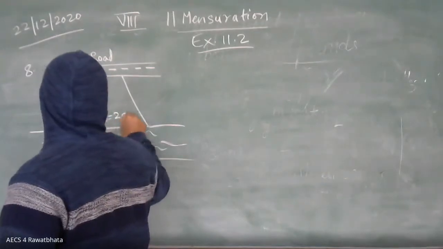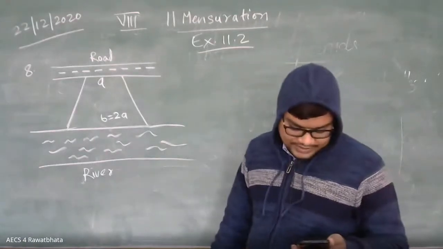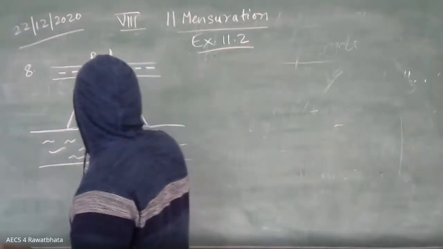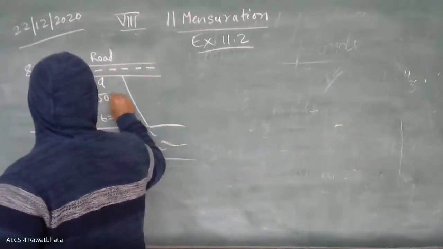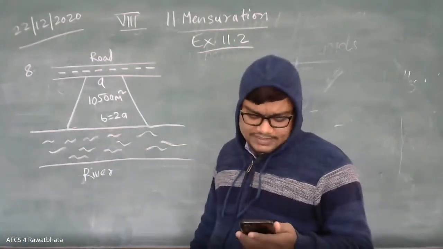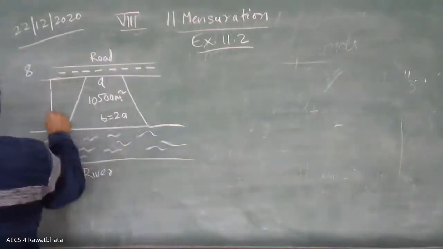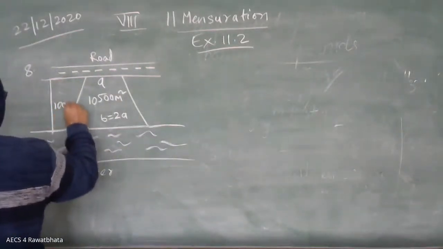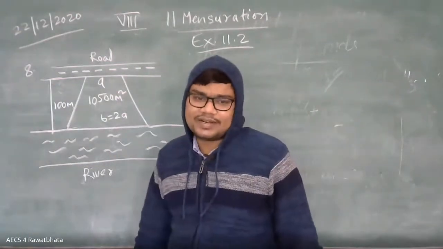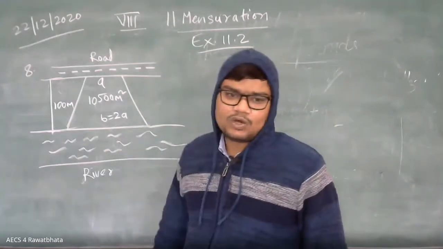B is given as 2A. If the area of the field is 10,500 meters square, and the perpendicular distance between the two parallel sides is 100 meters, so this distance here is 100 meters, find the length of the side along the river. We have to find the length of this side which is along the river.